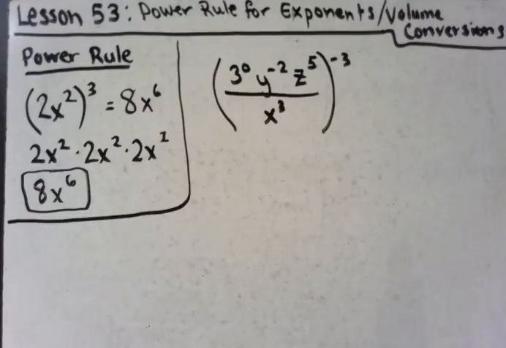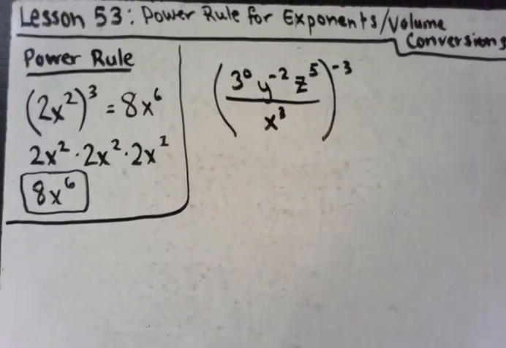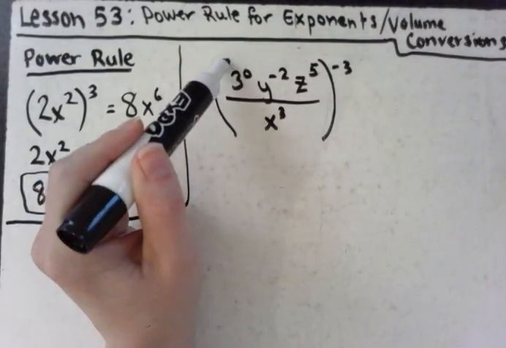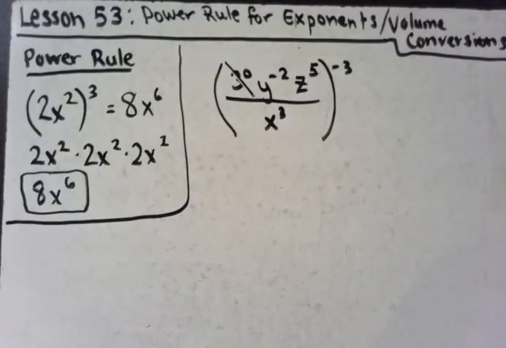And so we're going to use the power rule for this. The first thing I look at is the 3 to the 0 power, which is just 1 if I think about it, so I don't really need to do anything with that because 1 times anything is just itself. But now I'm going to go ahead and use the power rule to simplify.